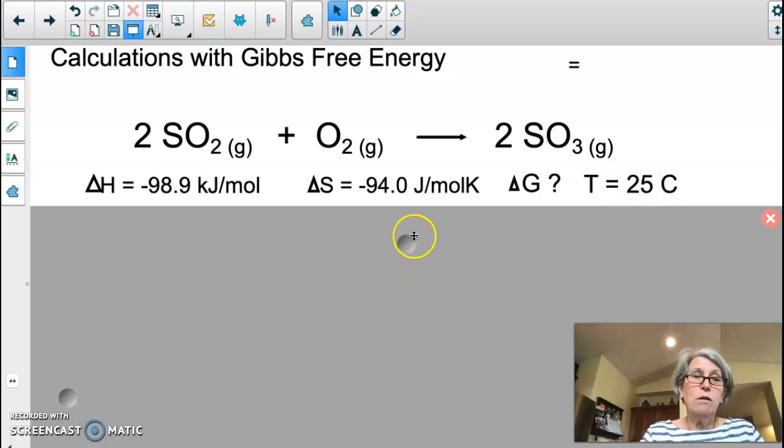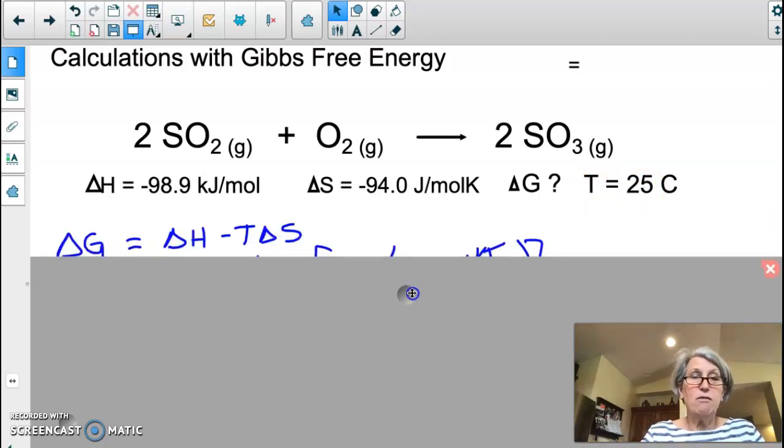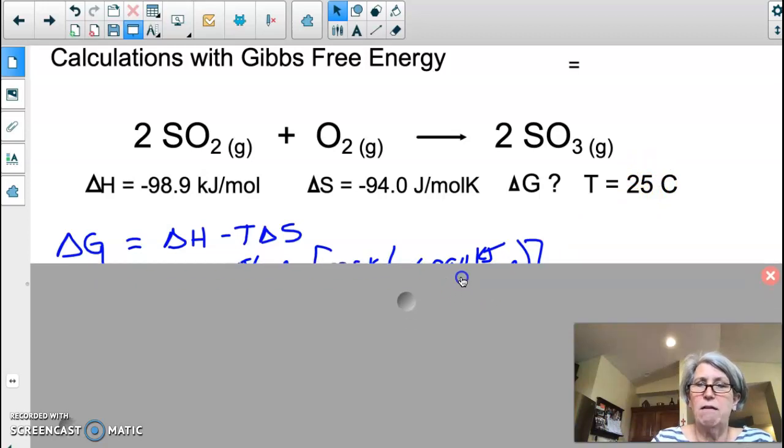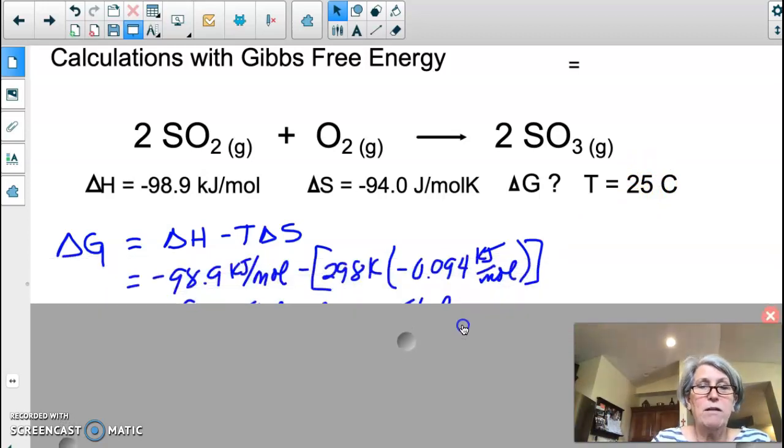You're going to plug this into the Gibbs free energy equation. I pre-wrote this out, and it's a little messy, but I think you can follow along. Because the unit for delta S involves Kelvin, we have to convert the temperature to Kelvin as well. I did that in my head, and it comes out to 298 Kelvin. I am plugging in what I know. Especially for the test, you know my mantra: show the equation, show the substitution, do your math and algebra well, and show the answer with the units. That's what I'm looking for.